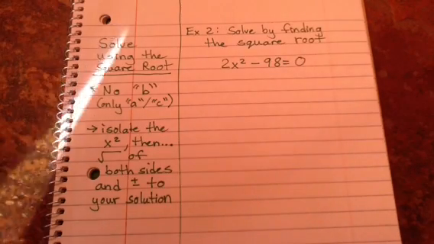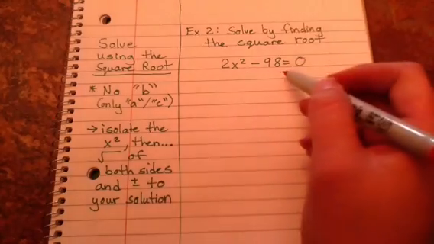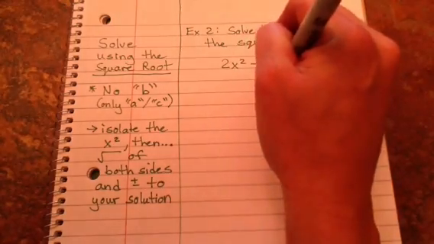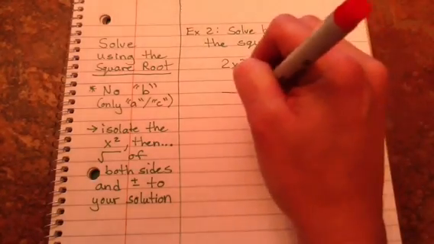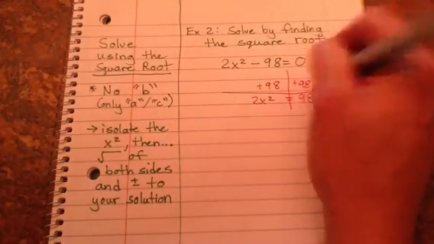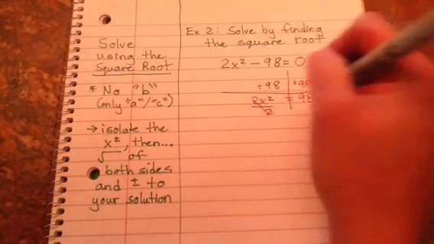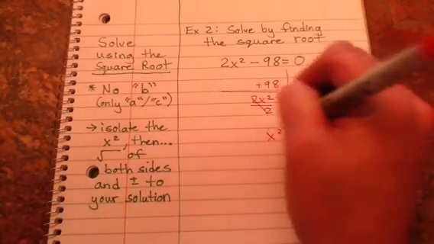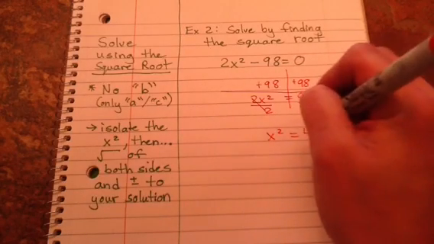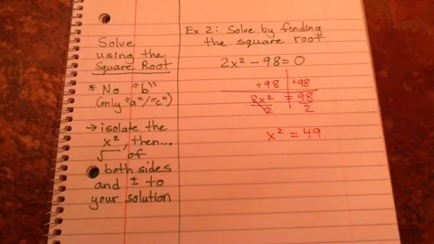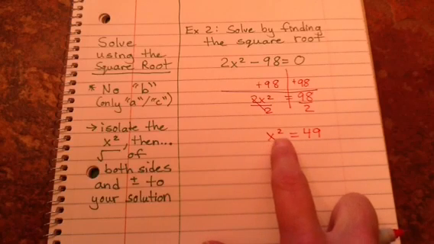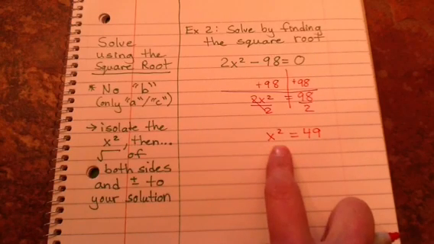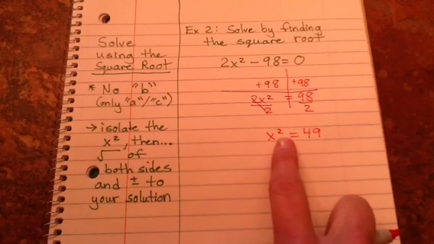You should have all of this written down now, and we're just going to go through it. So we're going to isolate x squared, add 98 to both sides. We end up with 2x squared equals 98. Divide both sides by 2. And we have x squared equals 49. And now, to get rid of this x squared, the opposite is to take the square root of it. And when we take the square root of x squared, we get x. And that's what we're solving for, just x.